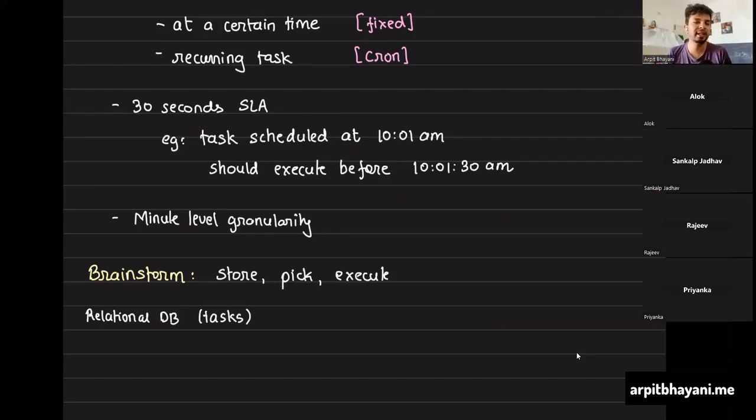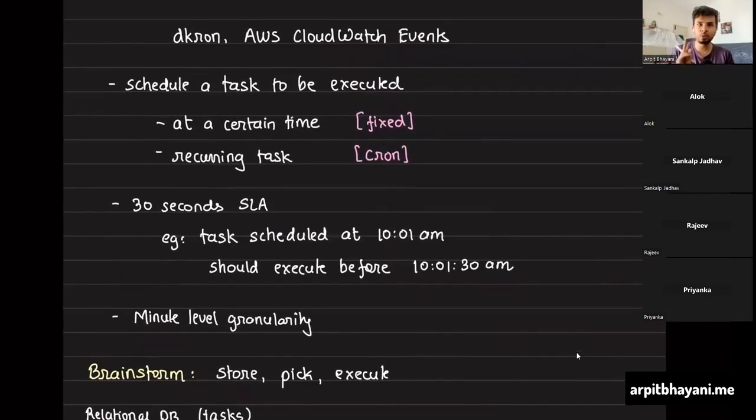We want to have a 30-second SLA, and there are two kinds of tasks that we need to support. The first one is to do it at a certain time, a fixed one-time execution. For example, run this task once on 20th of March, 8 a.m. That's it. That's fixed execution, just one-time execution. Second is a recurring task. That tells you, hey, please run this task every day at 8 a.m.